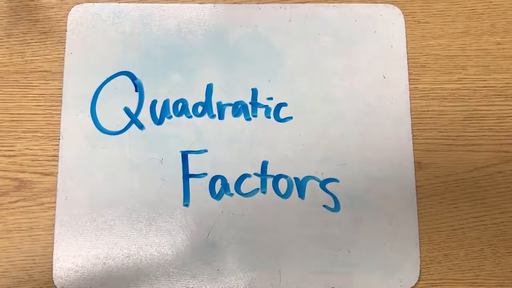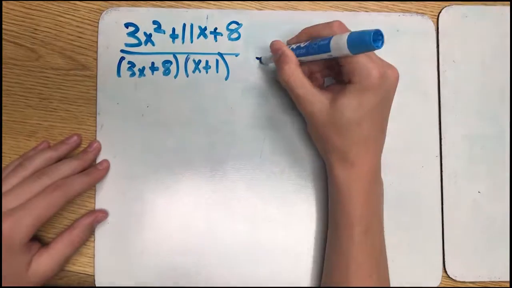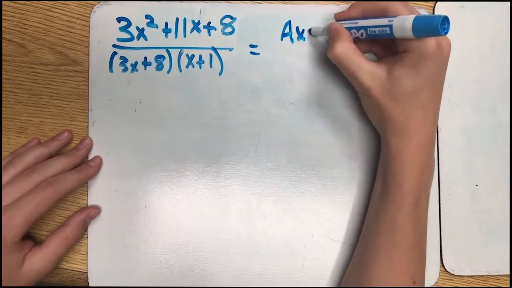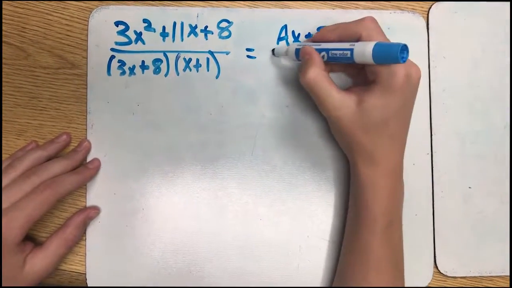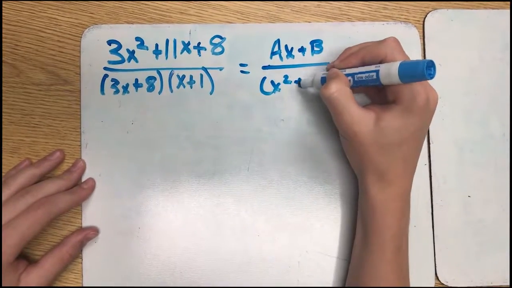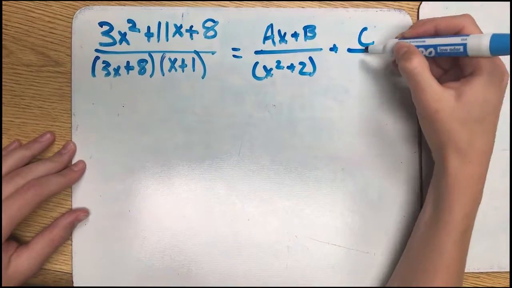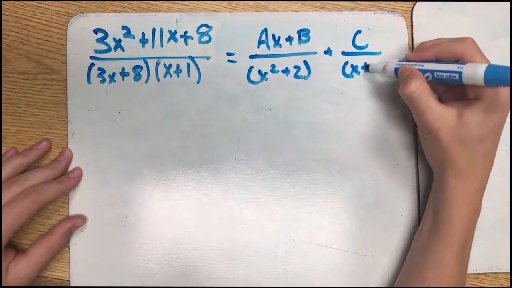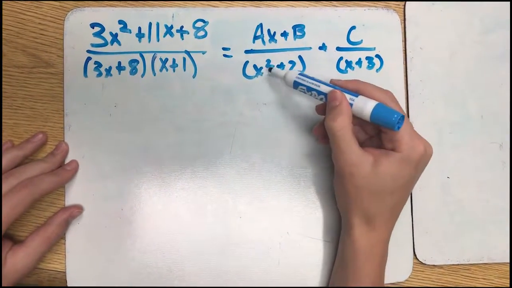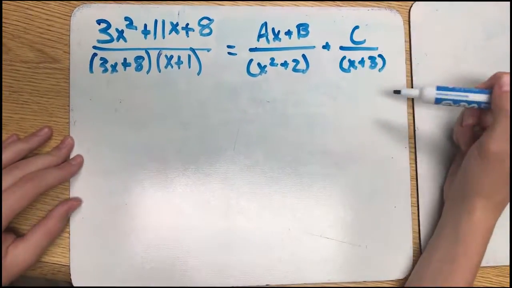Example 2 will be a quadratic factor. So this is a quadratic factor example. The first thing that we need to do is to separate out the entire fraction into two separate fractions. The first one's going to be ax plus b, while the second one is going to be c, just the constant. It's going to be ax plus b on the first one because the numerator always has to be 1 less degree than the denominator, and since the bottom is x squared, the top has to be x.